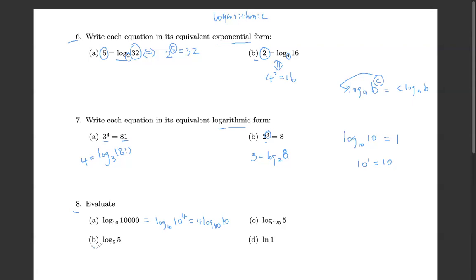Now let's see B. B is obvious, right? The base is 5, the value is 5, so that equals 1, because 5 raised to 1 equals 5.